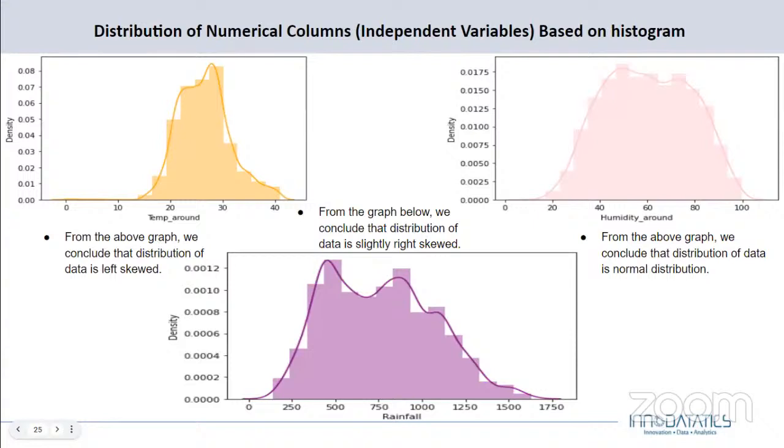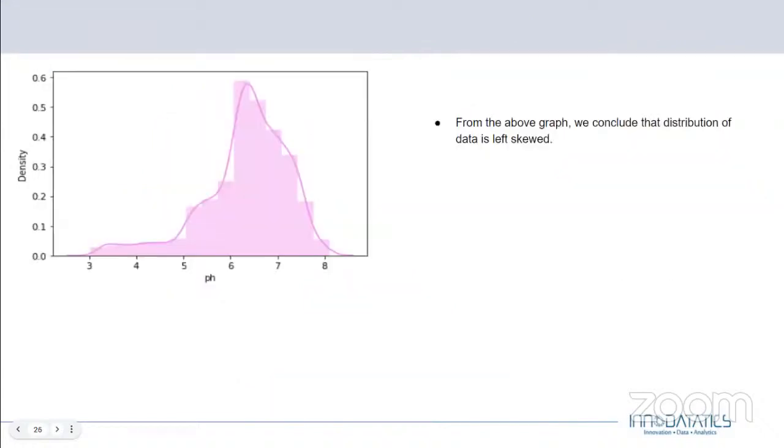In the phosphate graph, we can see the distribution of the data is right skewed with some outliers. In the temperature graph, the distribution of the data is left skewed. In the rainfall graph, the distribution of the data is slightly right skewed. In the humidity graph, the distribution of the data is left skewed. In the potential graph, the distribution of the data is left skewed.